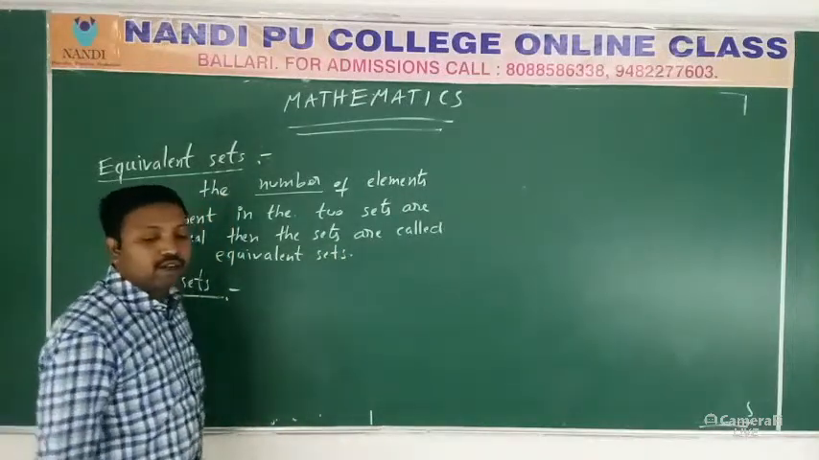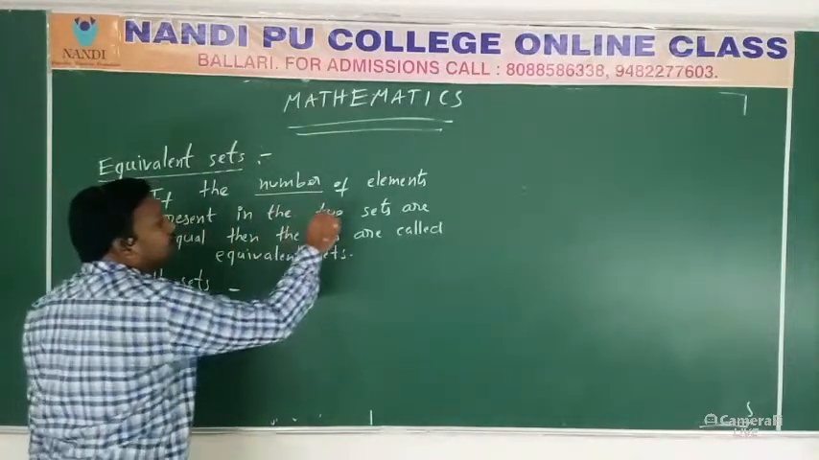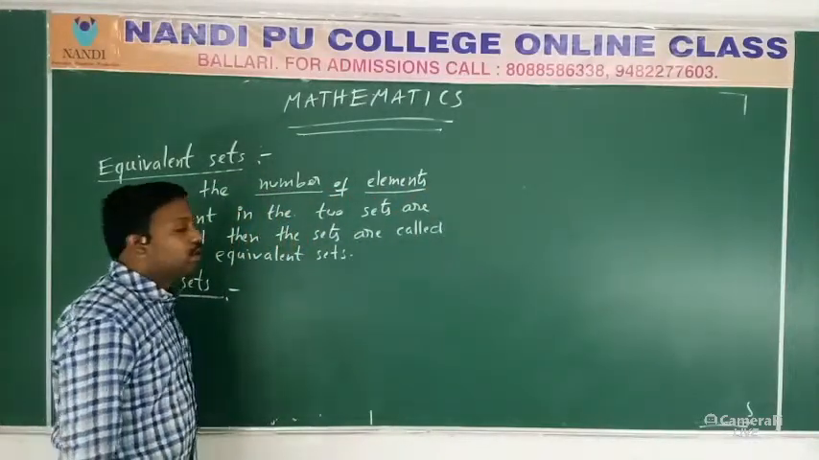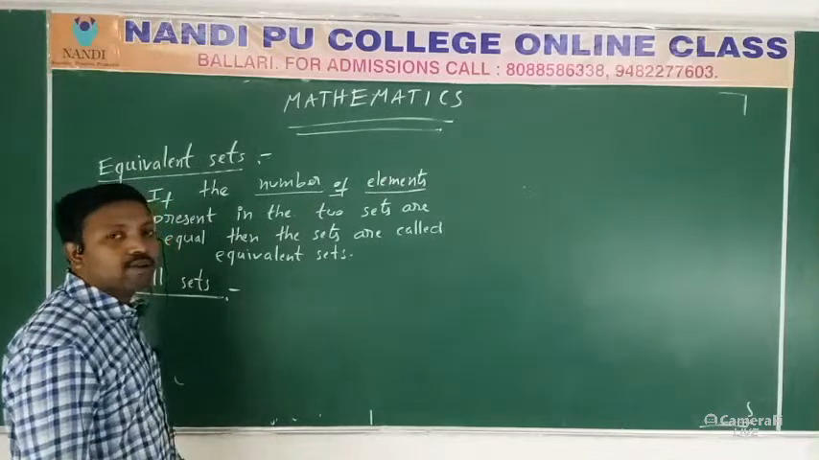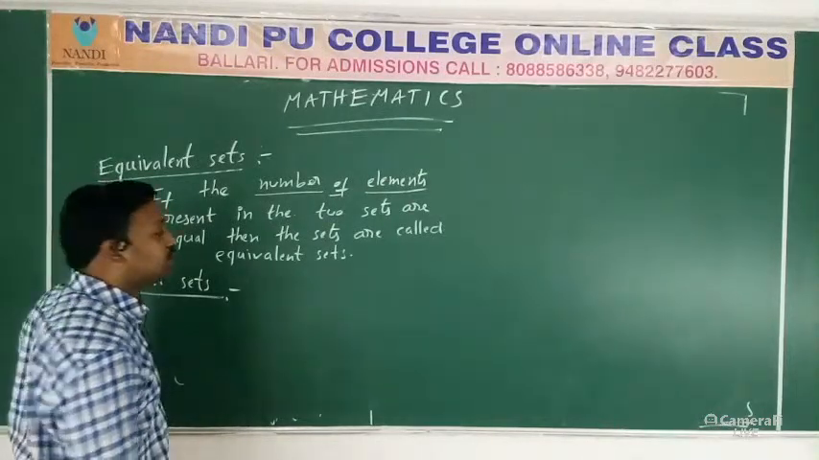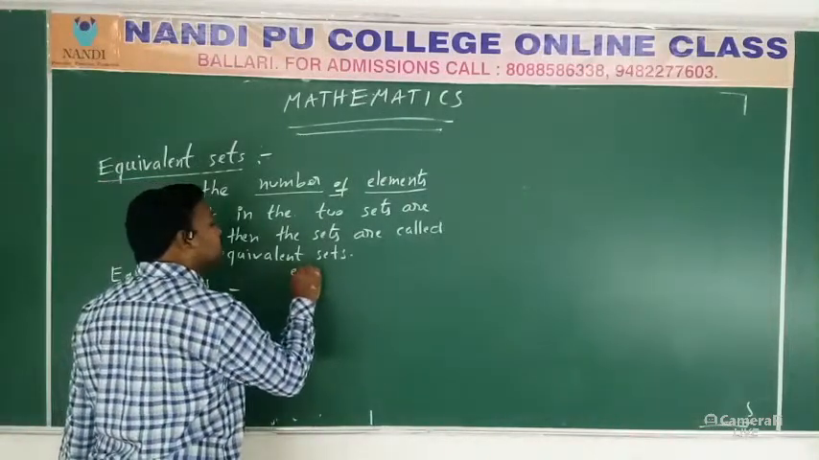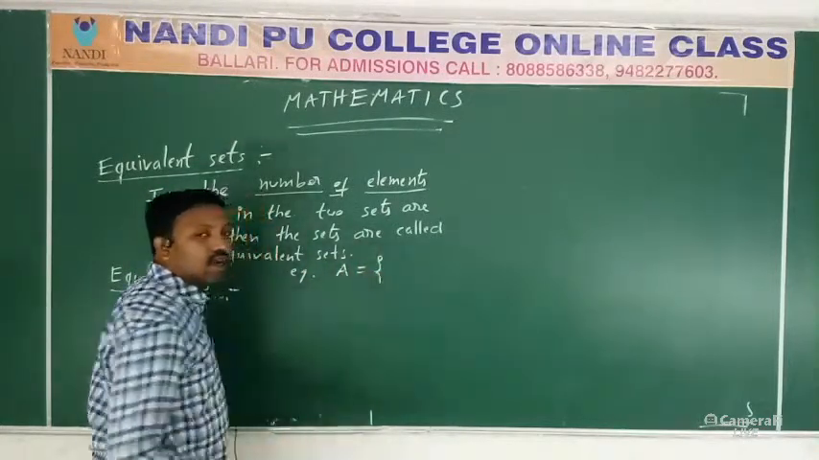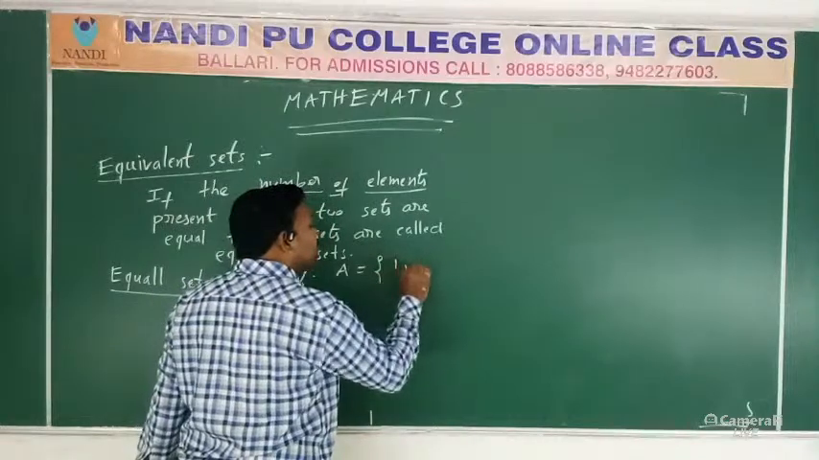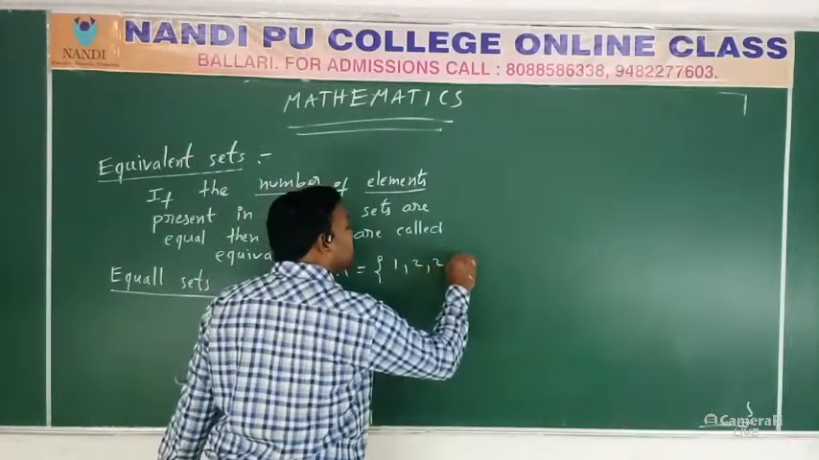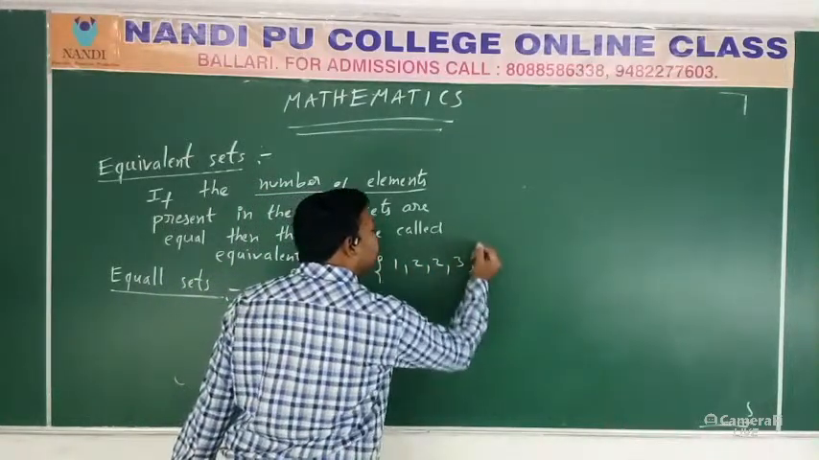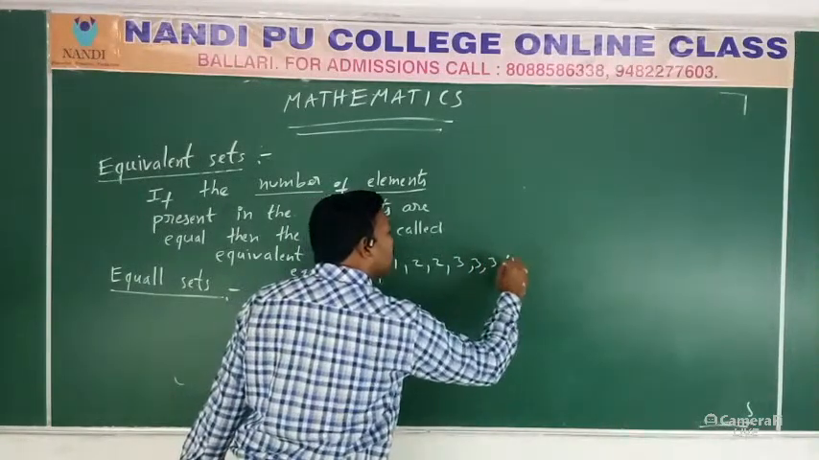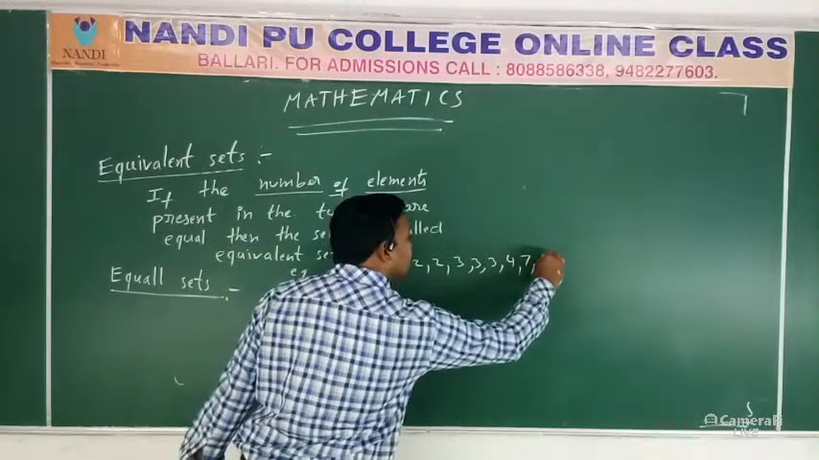Here you should understand the concept of the number of elements. This is the important word. You have to remember: both must have the same number of elements. For example, if A is equal to the set of 1, 2, 2, 3, 3, 3, 4, 7, 10.